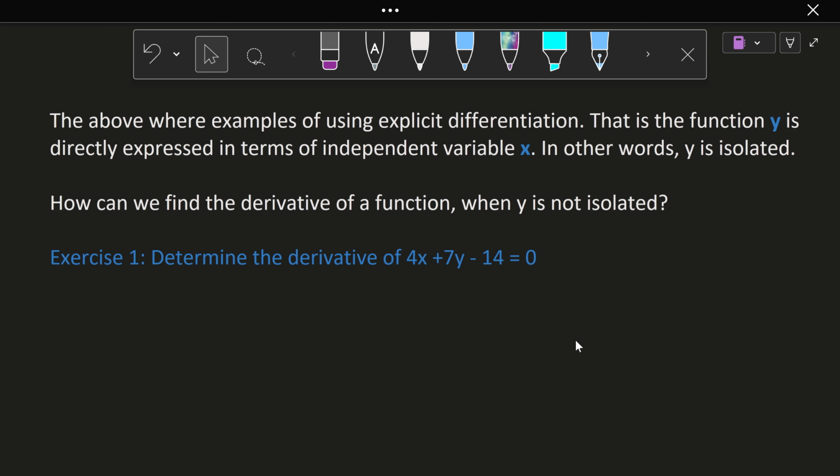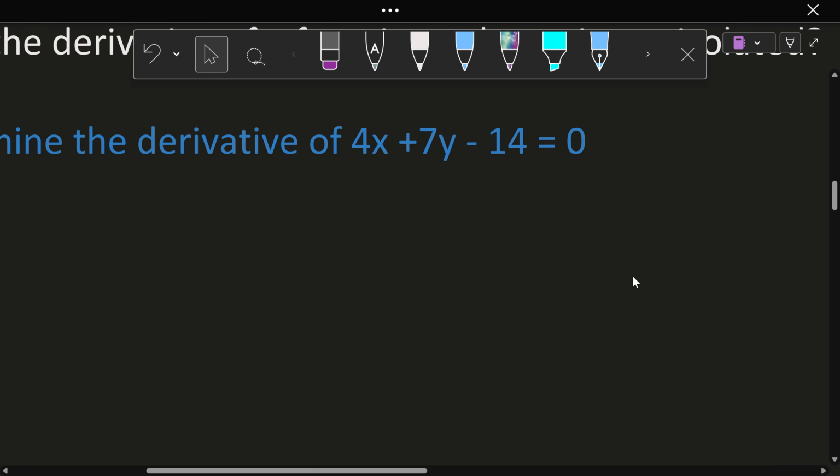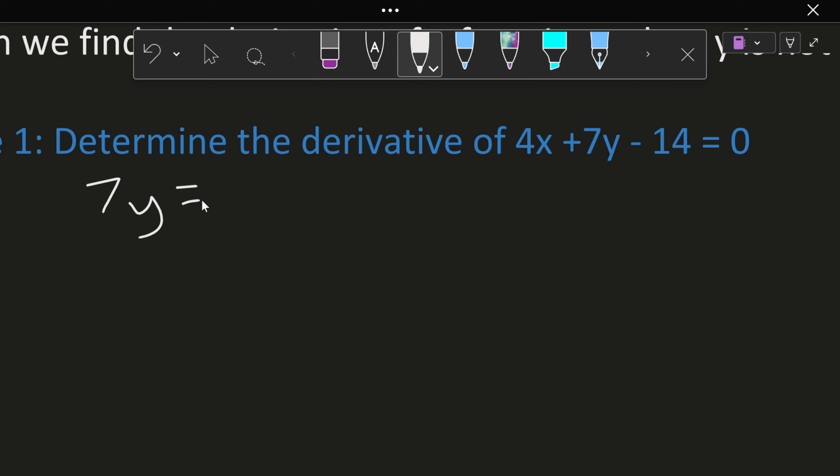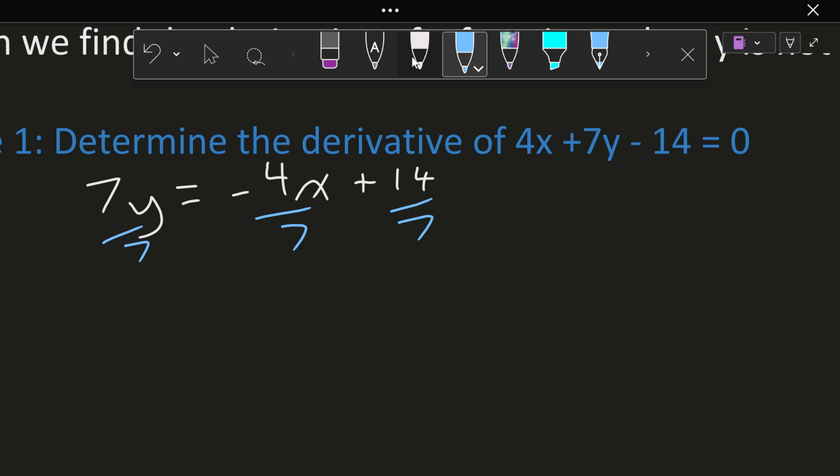So looking at exercise 1 here, it's not that big of a deal. This is just bringing us back to grade 9 math, where I could rearrange that equation. So I could take this equation and I can write it as 7y is equal to, as I move things over, negative 4x plus 14. And then I'm going to divide everything by 7. And I'm going to be left with y equals negative 4/7 x plus 2.